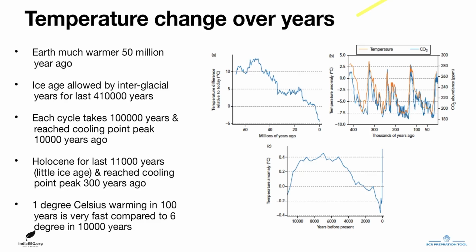In this slide, we will be seeing the change in Earth's temperature over a long period of years. So the Earth was much warmer about 50 million years ago, and since then the Earth has been cooling. At that time, there was no permanent ice on the planet.